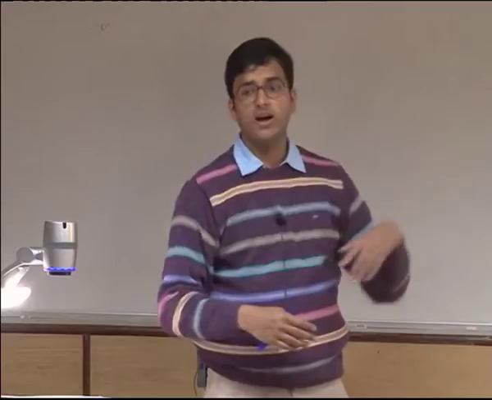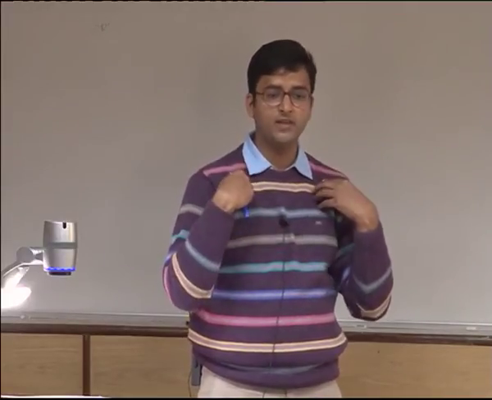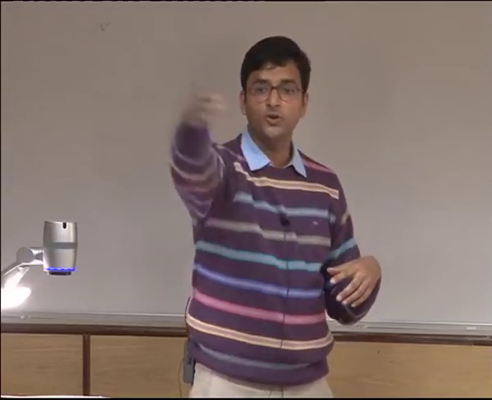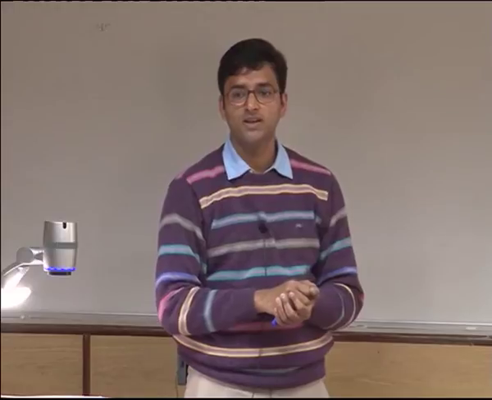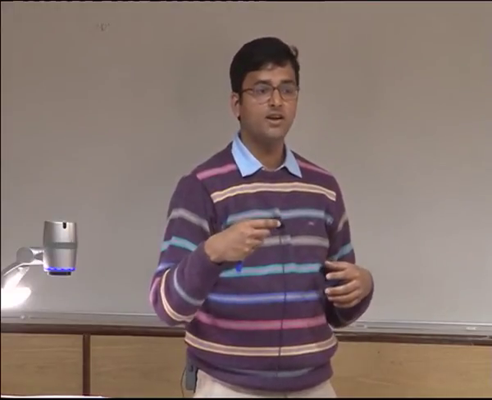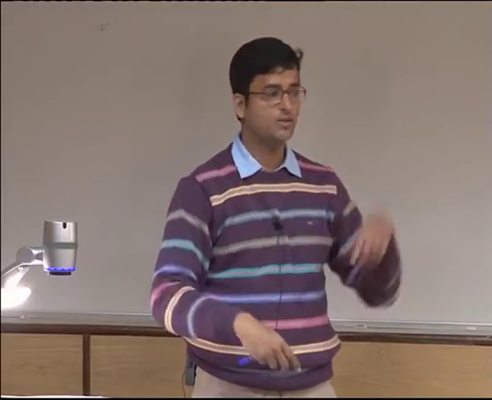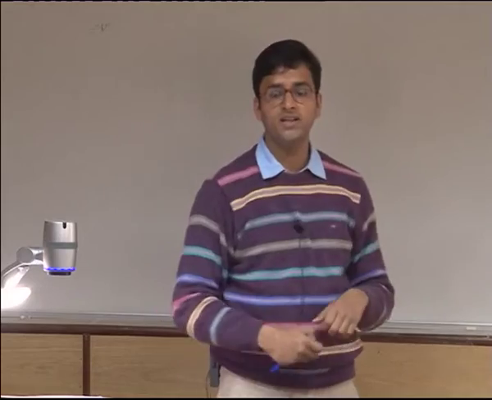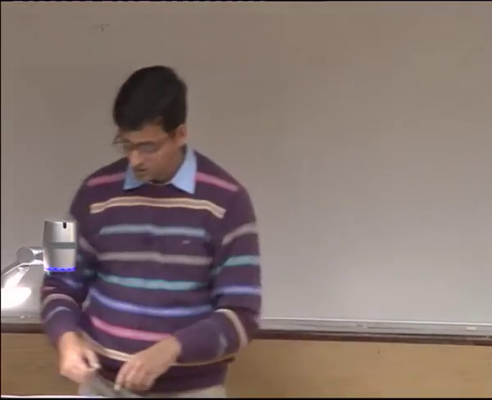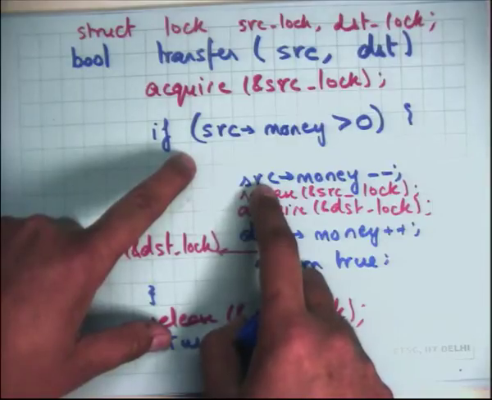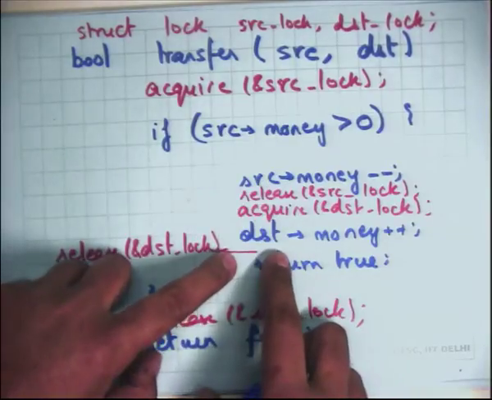So there's a thread trying to transfer money from me to you, and there's another thread trying to transfer money from you to your friend. So one thread has you as the destination, and another thread has you as the source. So what can happen? One of the threads could be operating on your account at this point, and another thread could be operating on your account at this point.